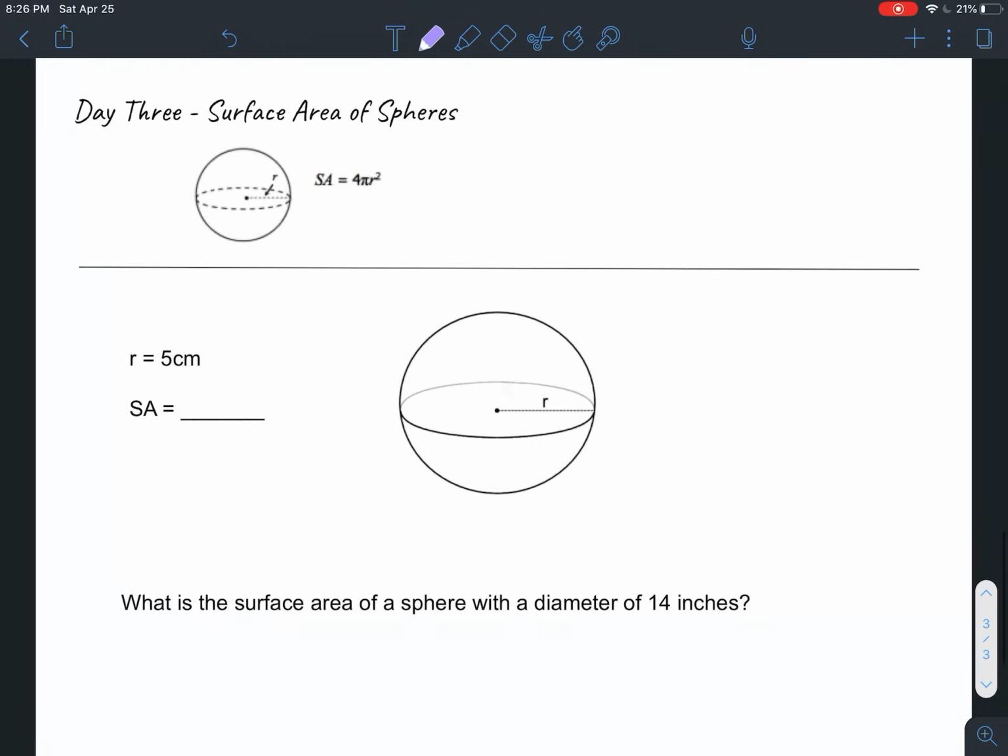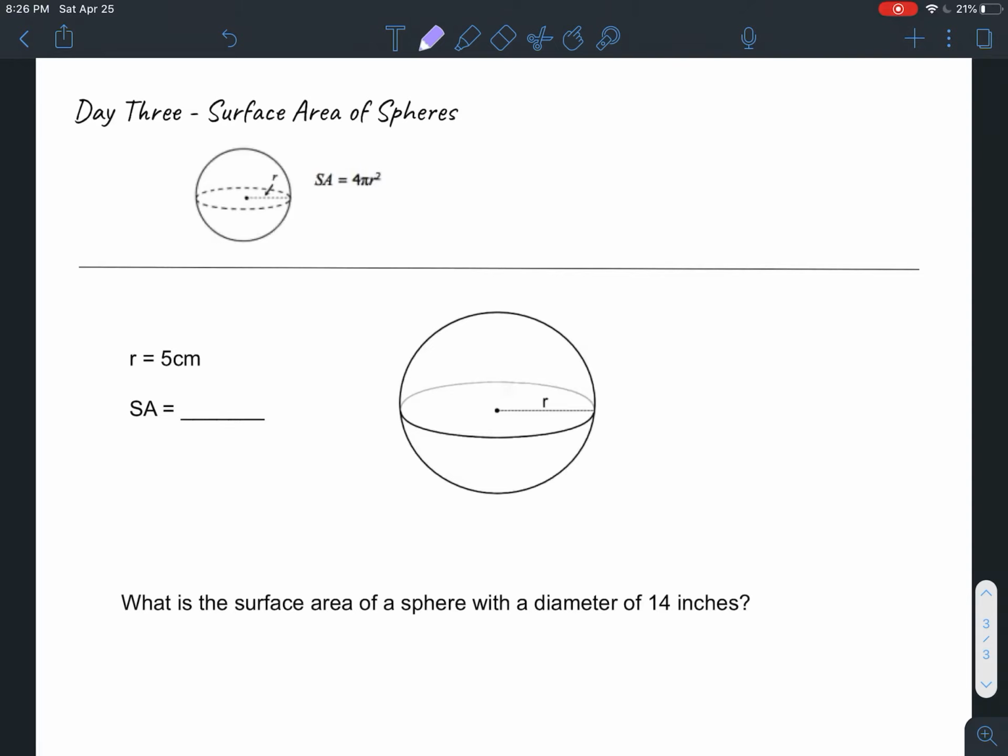Our last day of notes for this week is surface area of spheres. The only formula that we're going to be using today is 4 pi r squared, which is pretty straightforward. As long as you have that radius, you can unlock almost anything having to do with circles and spheres.